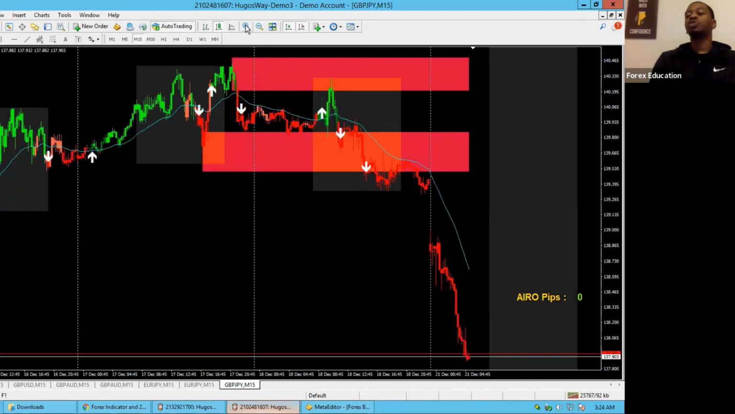So again, this just helps you to understand when you should be taking a trade or when you should not be taking a trade, or in what direction the actual overall trend may be going.